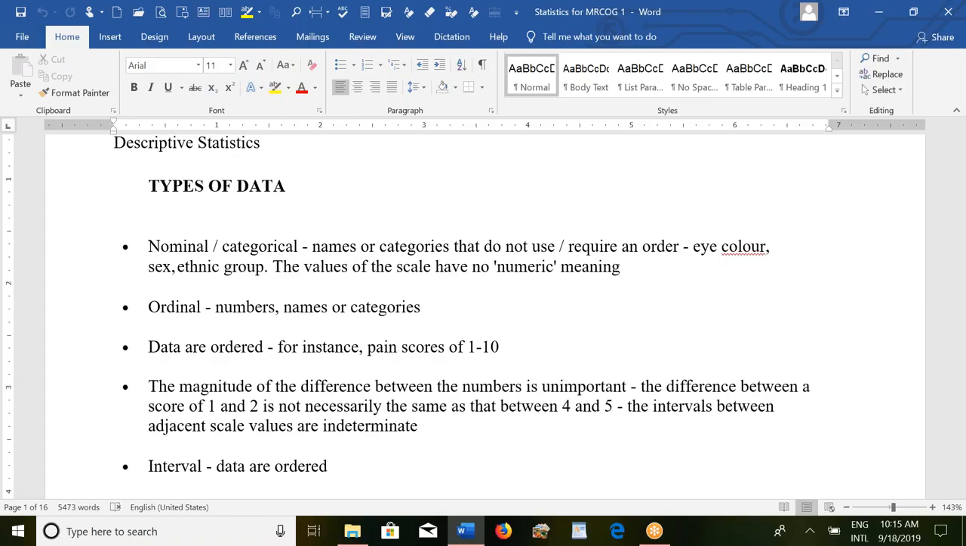Eye color, sex, ethnic group. So the values of the scale have no numeric meanings. They don't have any numbers.